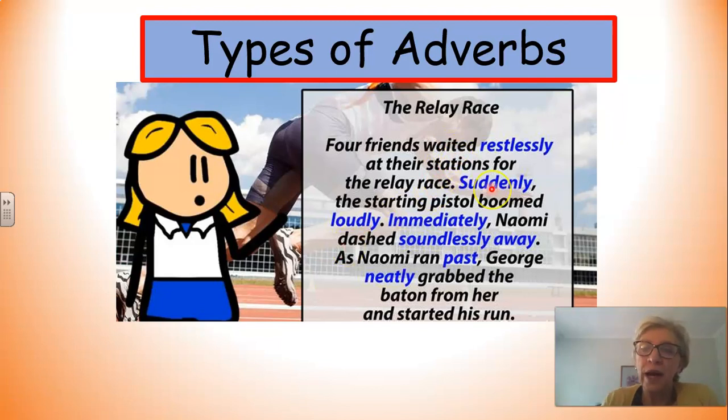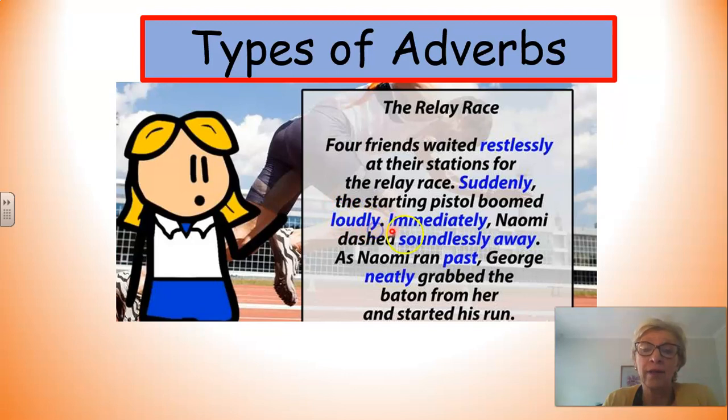Four friends waited restlessly at their stations for the relay race. Well, these are athletes waiting to get going with their race. So how did they wait? Restlessly. They were desperate to get this race going. The next sentence starts with: Suddenly the starting pistol boomed loudly. Well, all the adverbs are in blue. Suddenly tells me when the pistol boomed, not yesterday or in an hour's time, but suddenly, like now. And then it also tells us how. It boomed very loudly.